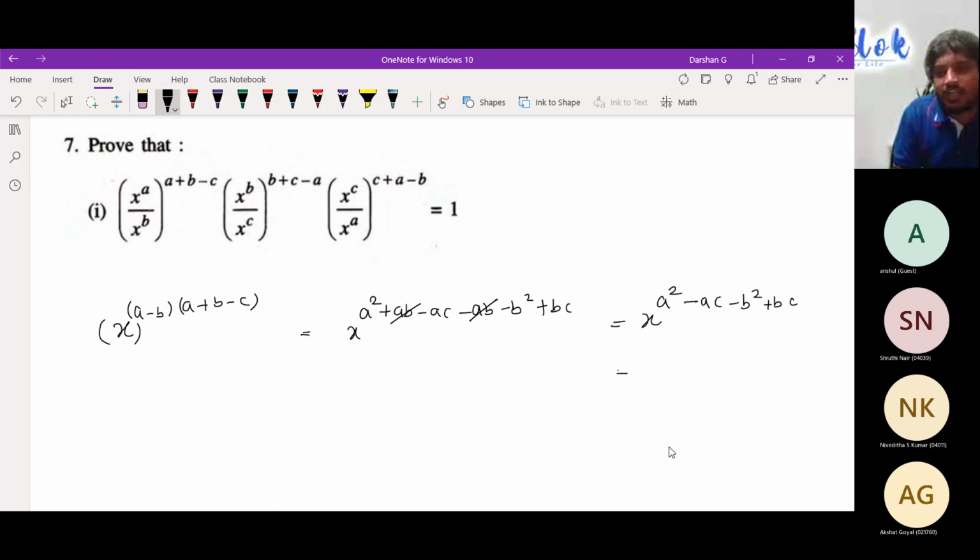Right here, can anyone tell me the answer? X to the power of B square, it should be. I'm solving it separately. Nivedita, answer for the second one, if you're happy with the way of solving it. So just a minute. Yeah, please.